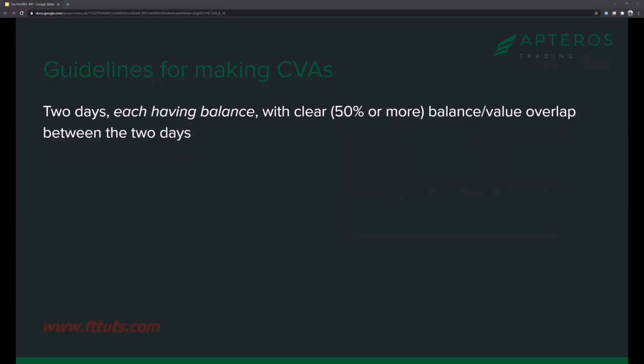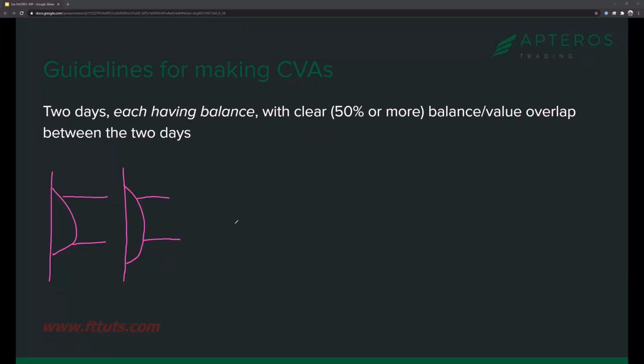Guidelines for making CVAs, okay? 2 days, each having balance of their own, with a clear 50% or more value overlap between the 2 days, all right? That might look like this, to give you the most perfect example that could ever exist. Those days are going together. We're going to merge them into one profile, which we call a composite.